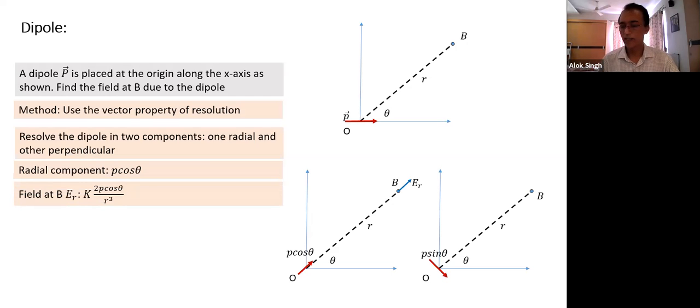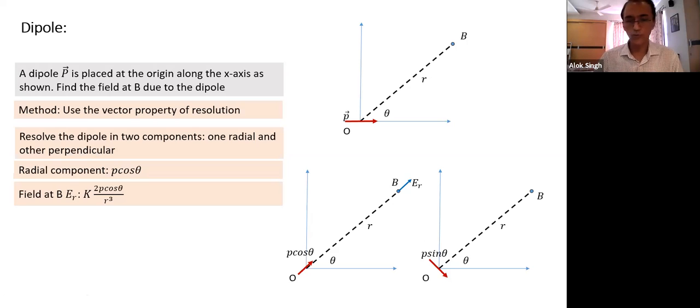Which direction? P sin theta. Which direction will it point if you are taking the component? Yes, we know this angle here. So one component like this, the other component downwards. This is P sin theta. Can we write an expression for the field at B, and can we also mark the direction in which the field will act?